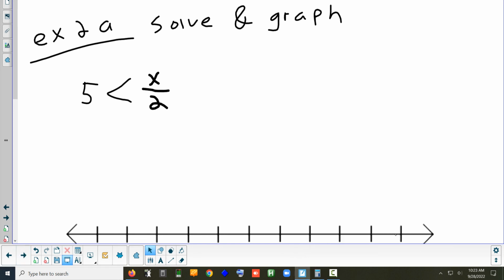Look at this one. So we have 5 is less than x divided by 2. So is the x by itself? If it's already by itself, then there's nothing we have to do. So what do you think? Is the x by itself? No. Abby, what's with the x that we don't want? The 2? And specifically, what are we doing with the 2? What operation? Oh, the divide.